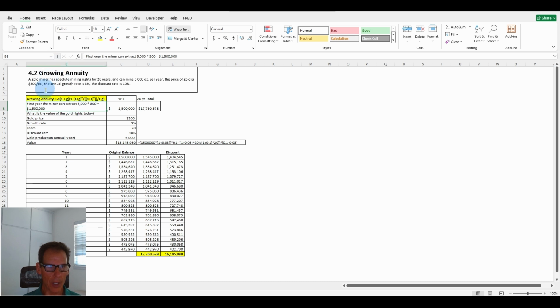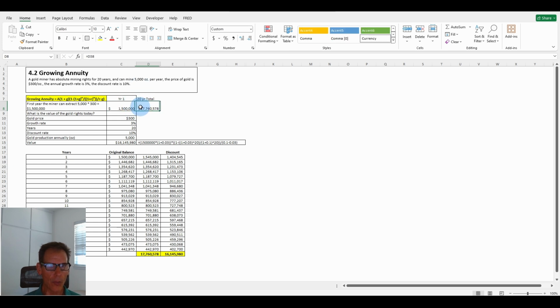Today, we can use a growing annuity. Here's the formula, similar to the previous example. For 20 years, we can simply go 1.5 million, which is 5,000 ounces times $300 an ounce. Times 20 years is 17,760,000. That's 20 years down the road. What's that worth today at 3% growth?